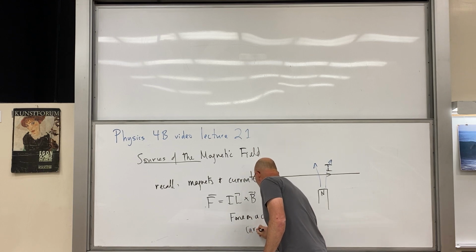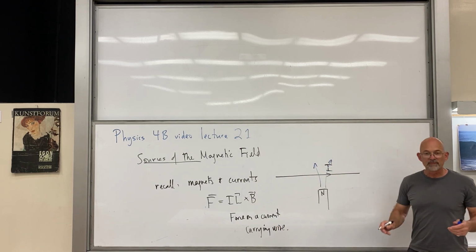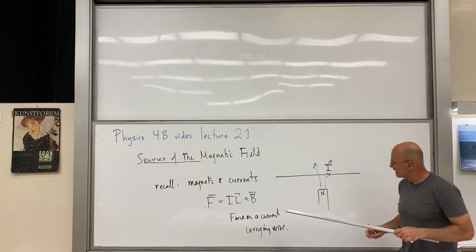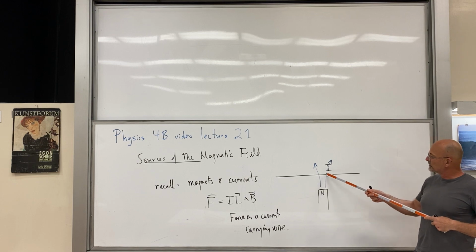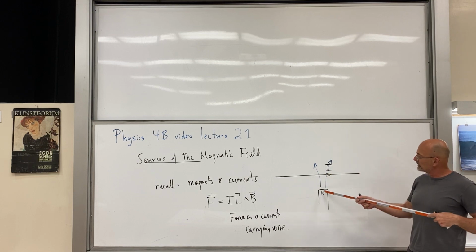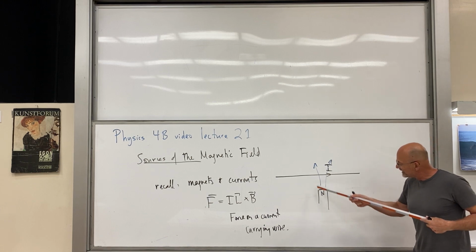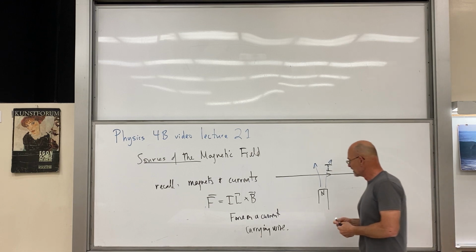Now, here's another way to look at this. Okay, force on current. Another way to look at this is, what about Newton's laws? Newton's law would tell us that there's an equal and opposite force. So if there's a force on this wire due to this magnet, we should be able to say there's a force on the magnet due to the current carrying wire. We have that.